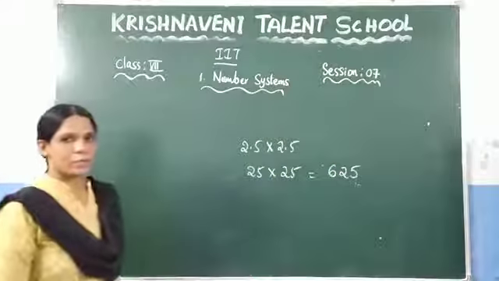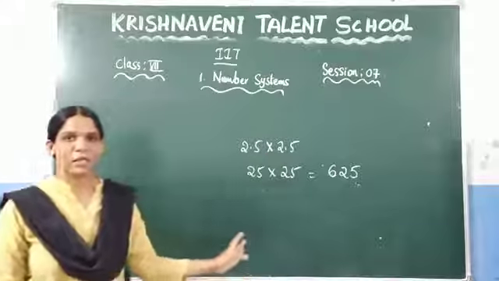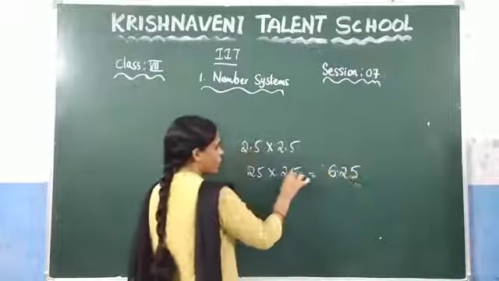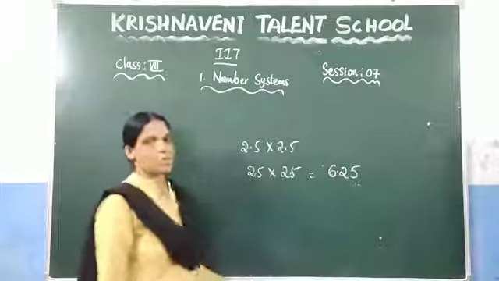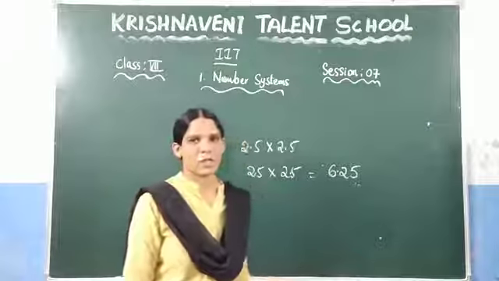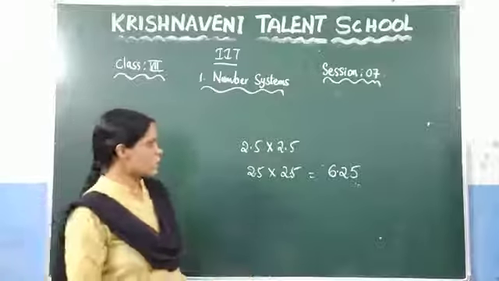Now count after the decimal point how many numbers are there. 1, 2. Starting from the right, count 2 numbers, 1 and 2, and keep the decimal point before them, which gives you the answer: 2.5 into 2.5 is equal to 6.25. Like that you have to multiply 2 decimal numbers.